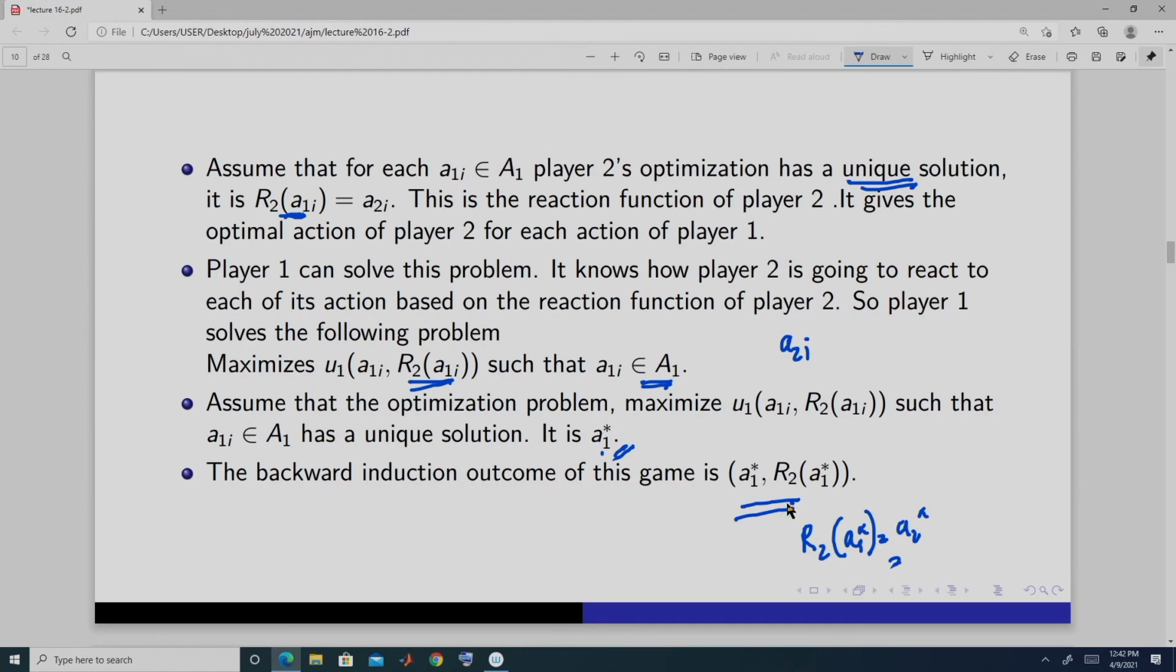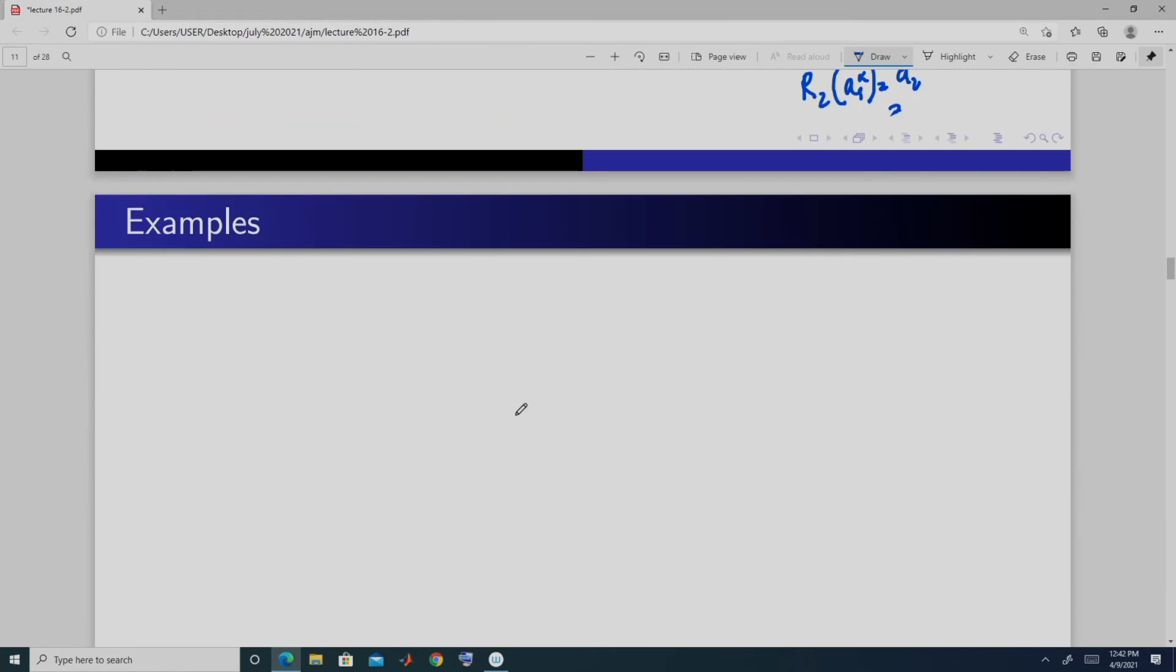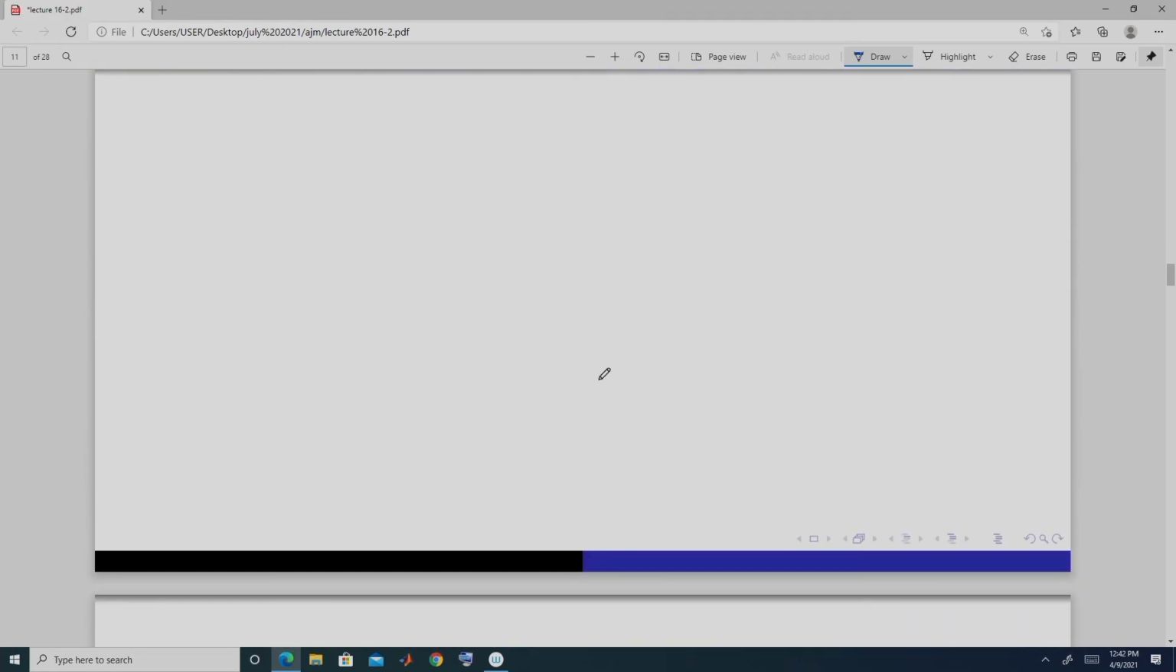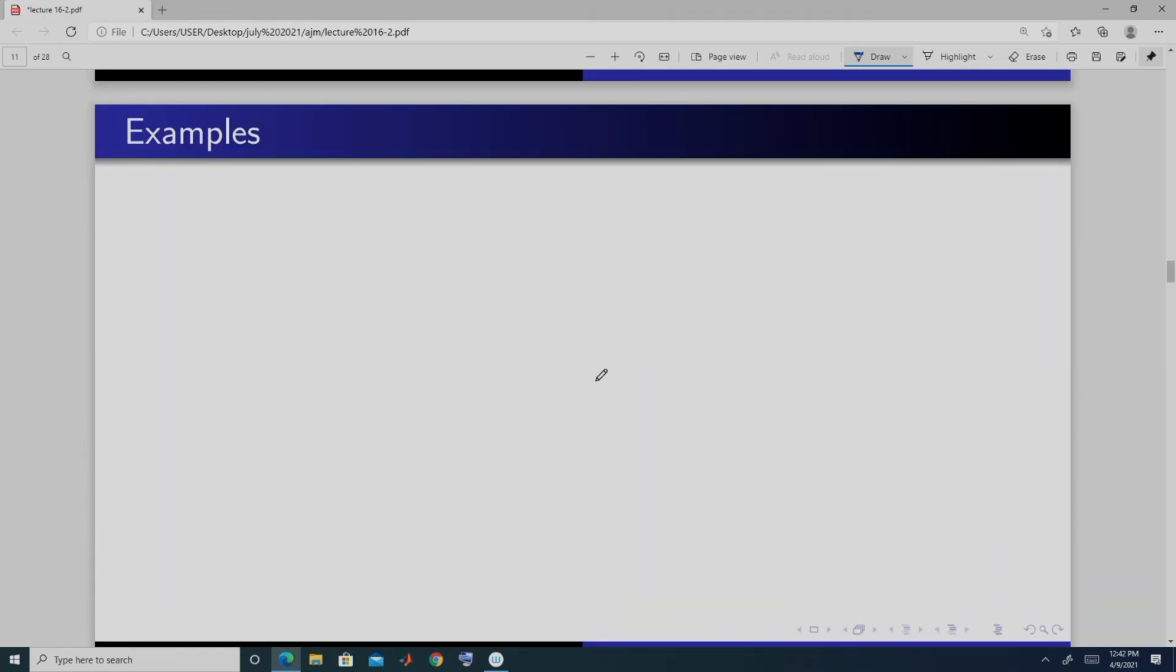Okay. So, now let us solve some examples. We have already specified one type of game. Let us take that game. Player 1 moves first, L, R. Player 2 moves second, L dash, R dash.